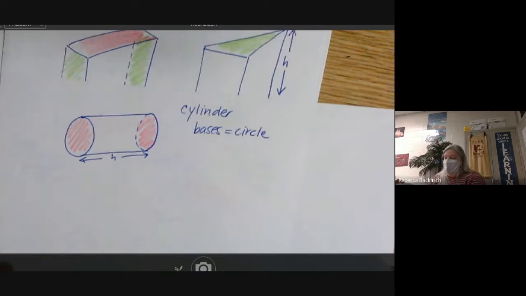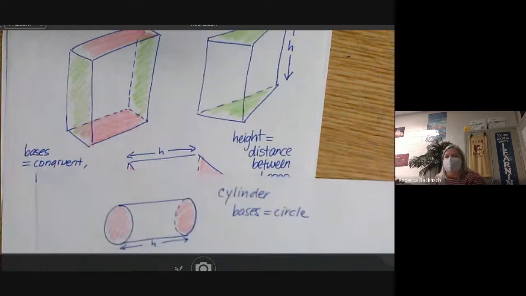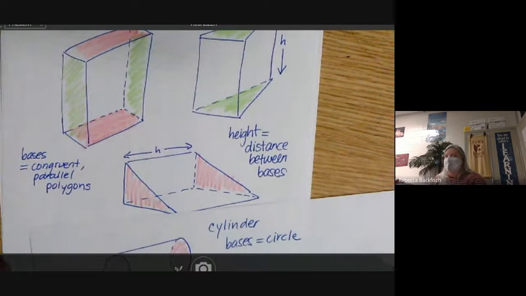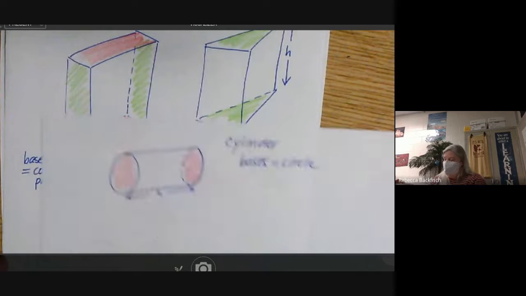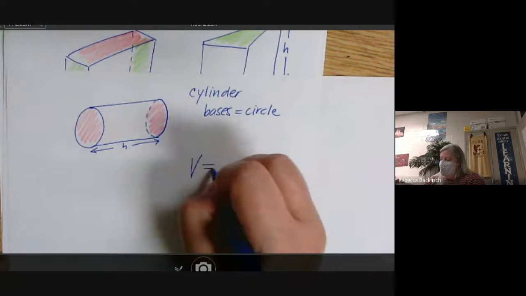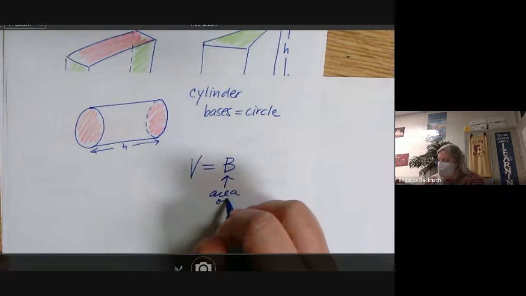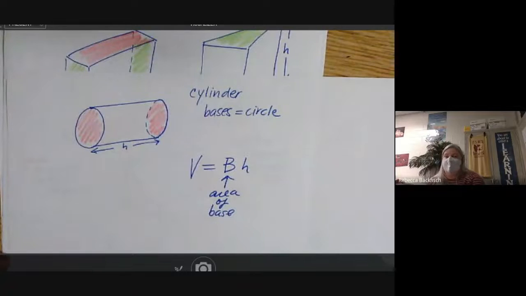Okay, so we have a note sheet that breaks it down a little bit further than this, but let me just point out, you could use the same formula for all of these. The formula for volume of any of these, cylinders and prisms, is the area of the base, and we use a capital letter to stand for area of the base, times the height.